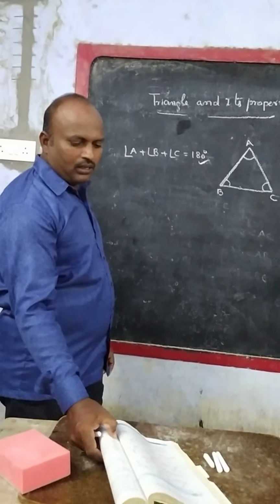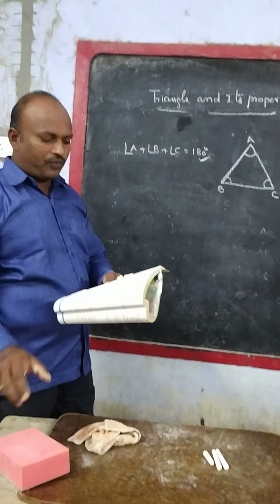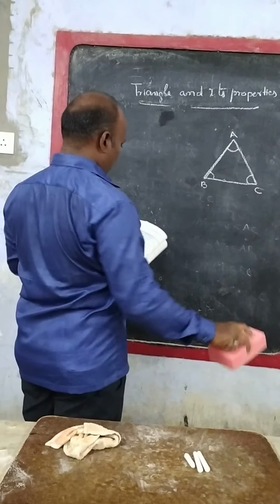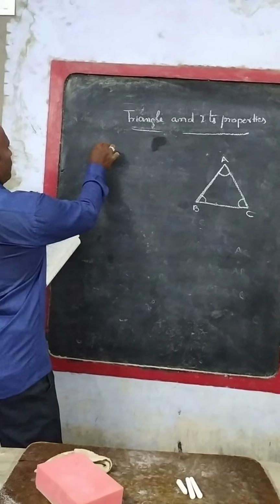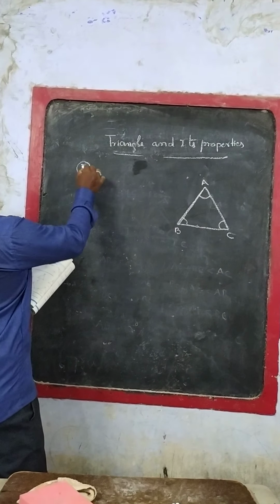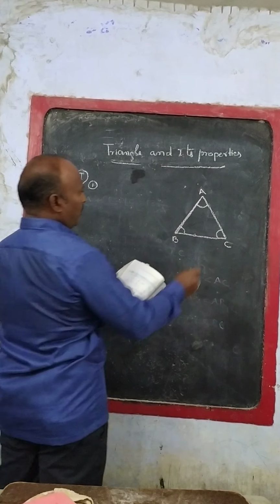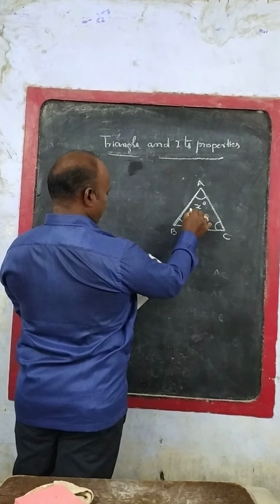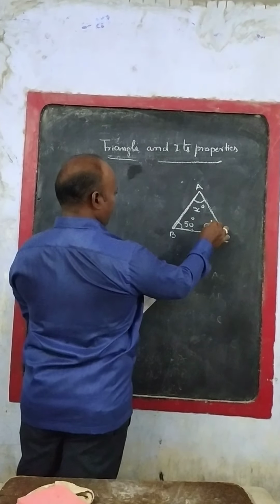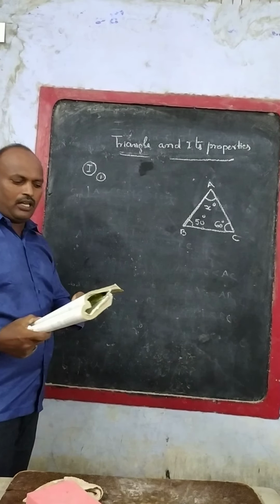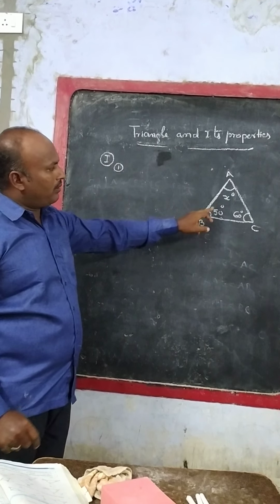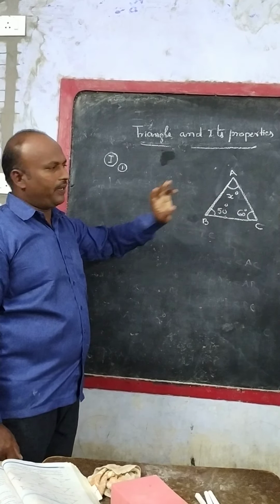So that is exercise 3, first Roman, first sum. Here angle A is x degrees, angle B is 50 degrees, angle C is 60 degrees. Find the value of the unknown x in the following triangles. So how to find the unknown value of x?